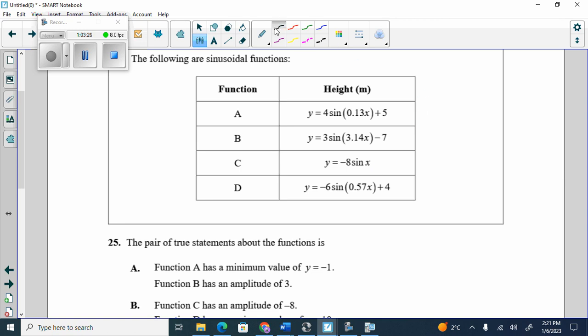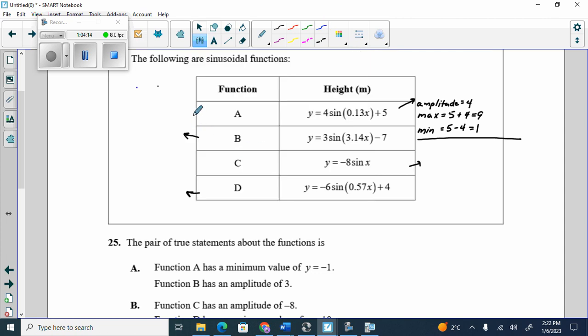So if I do this one in black, the amplitude is the absolute value, so it's 4. I'm not going to write amp, because I don't short form. Amplitude equals 4. I'll do this one on this side, and this one on this side, so I have space. The maximum is D plus the amplitude, so 5 plus 4, which is 9. My minimum is D minus amplitude, so it's 5 minus 4, which is 1.